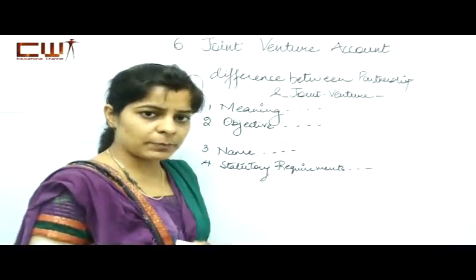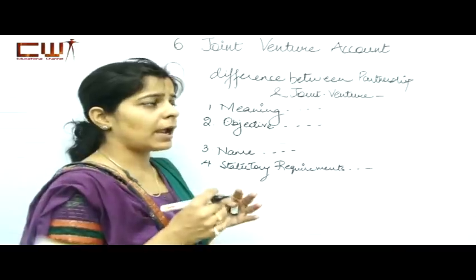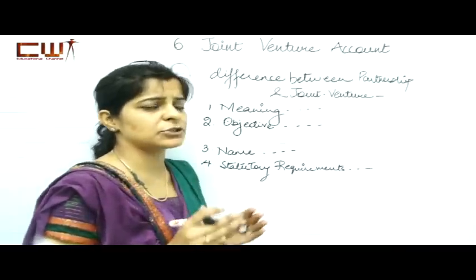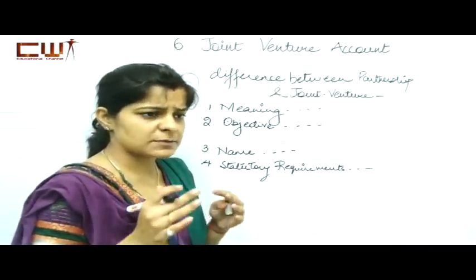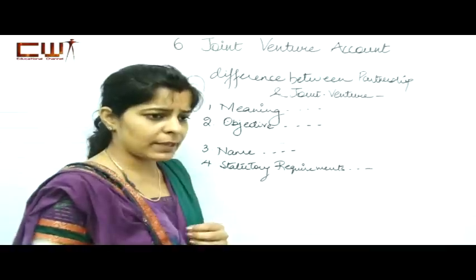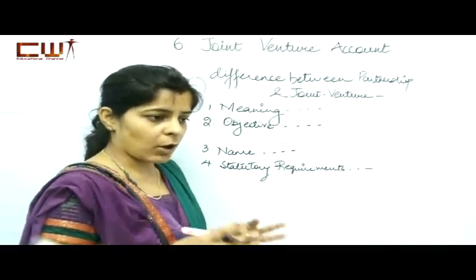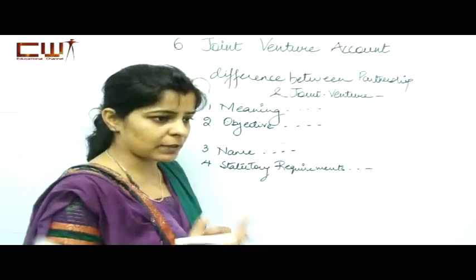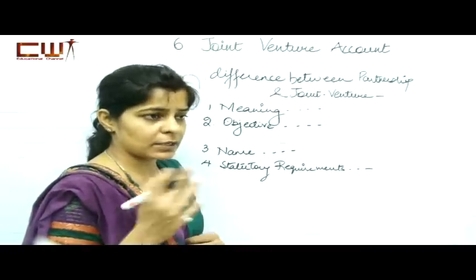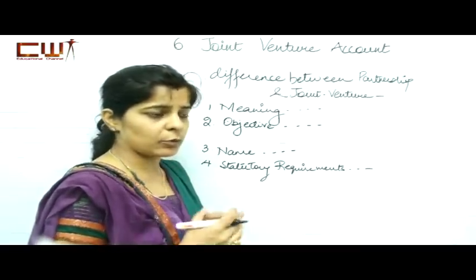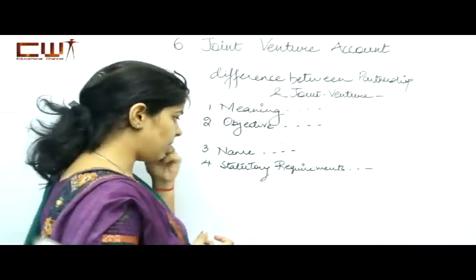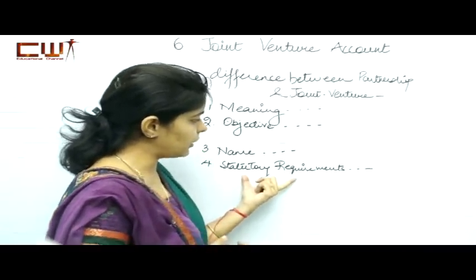How many partners could be taken for a particular firm, and suppose you are running a special kind of partnership, you have some special kind of partners, how many active partners, what is the procedure of voting, how much capital could be raised from the public, how much capital could be contributed. So this is all mentioned. These are all the statutory requirements.